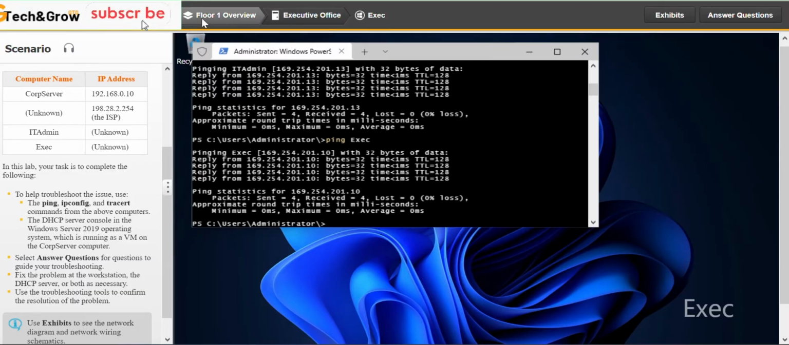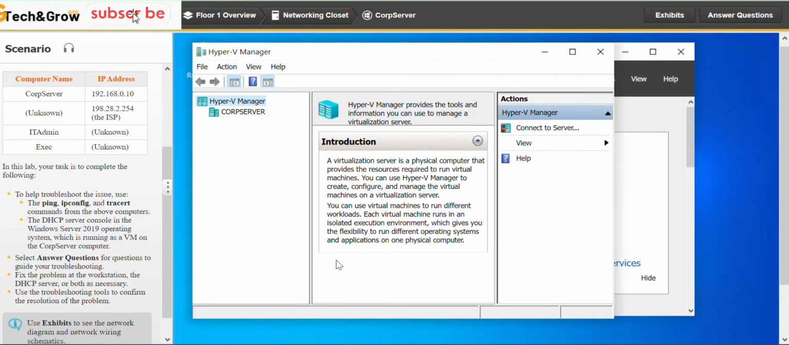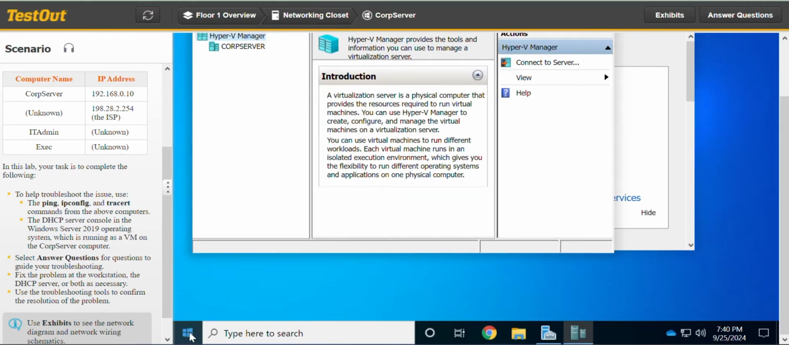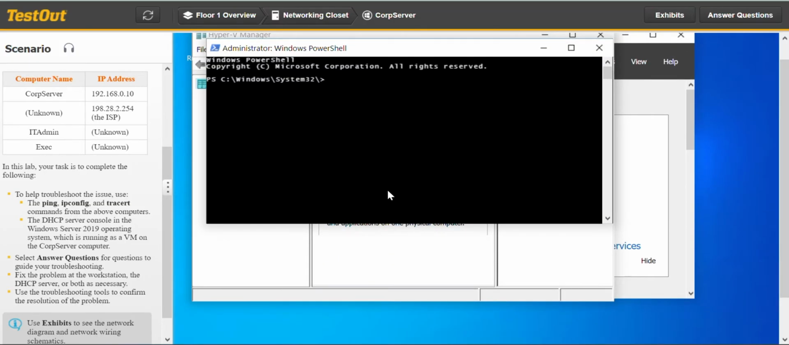So let's head to the COP server computer. Let's open PowerShell as admin. Let's try to ping the COP server itself. Sorry, let's try to ping the ISP, 198.28.2.254.